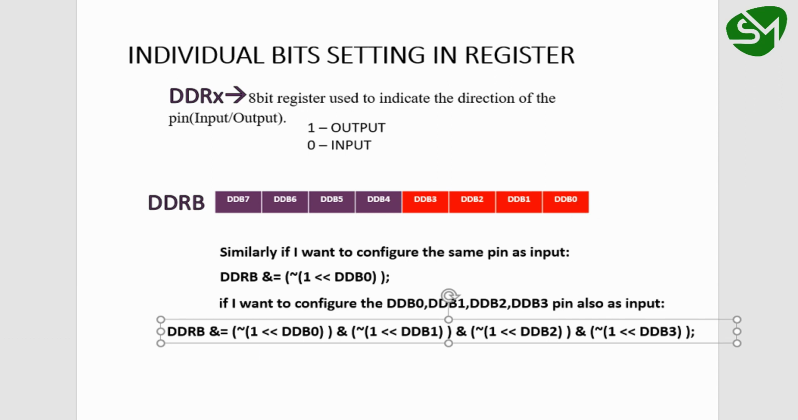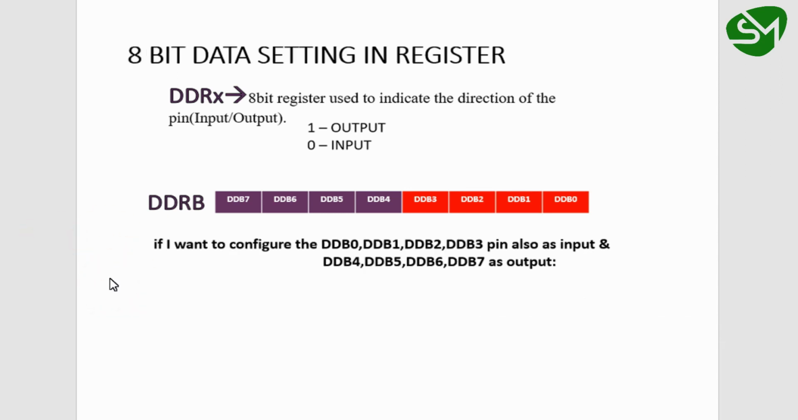So this is how you can set or clear the bits of the register in your ATmega16 microcontroller using individual bits method. And let's see the next method, that is 8-bit data setting method. So let's take an example for understanding this method also. If I want to configure all these pins from DDB0 to DDB3 as input, and all these pins from DDB4 to DDB7 must be configured as output.